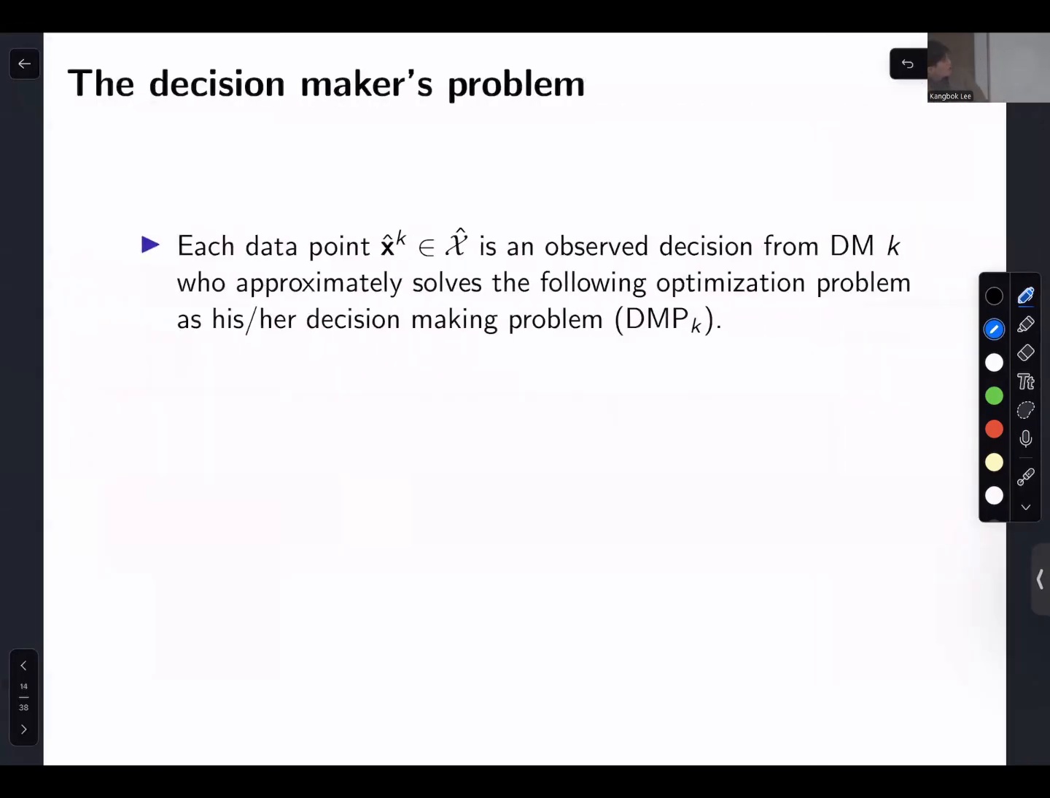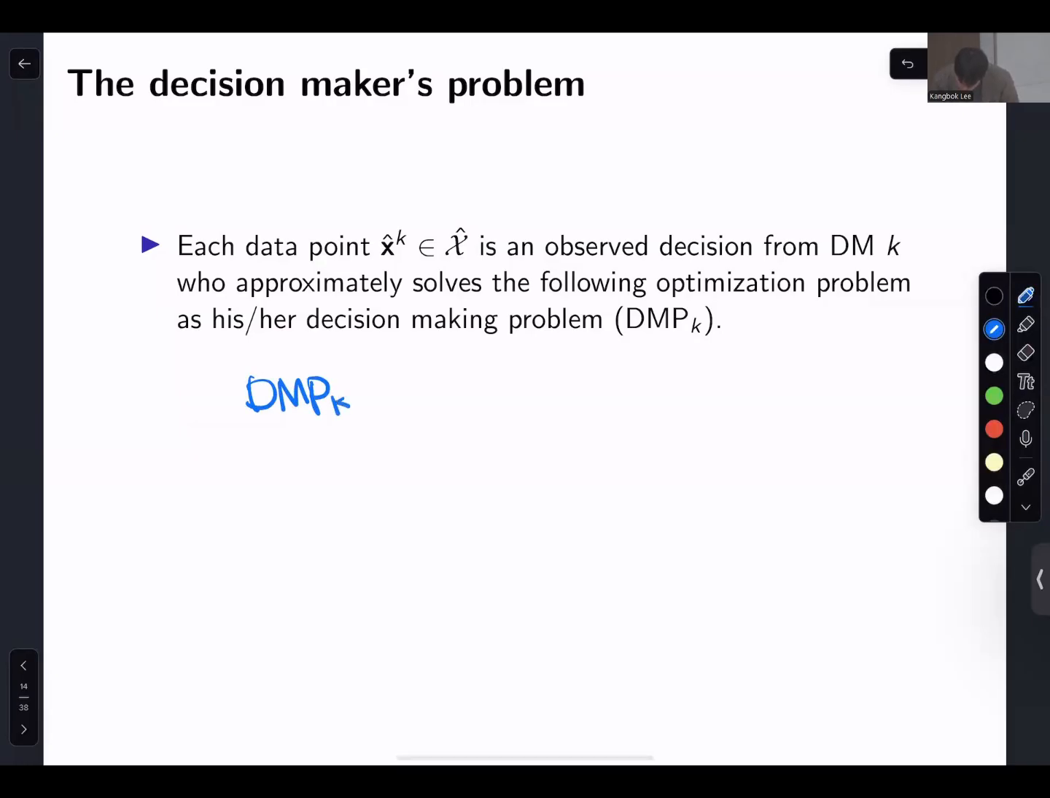So mathematically speaking, how do we write that problem? Each data point xk, or x hat k, is an observed decision from decision maker k, who approximately solves the following optimization problem. The decision-making problem for each decision maker, we're going to call it DMPk. Now, if I assume that each decision-making problem, or DMP, is an LP, then I can write this problem as follows in a very compact format.